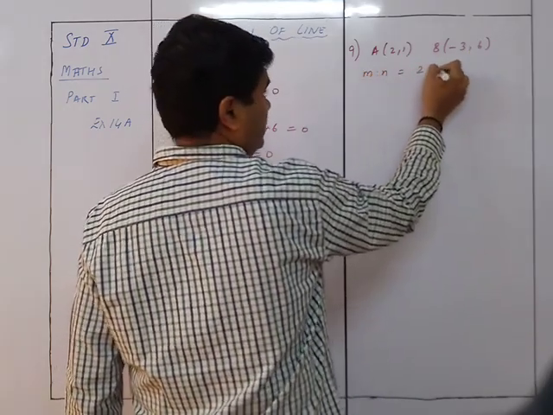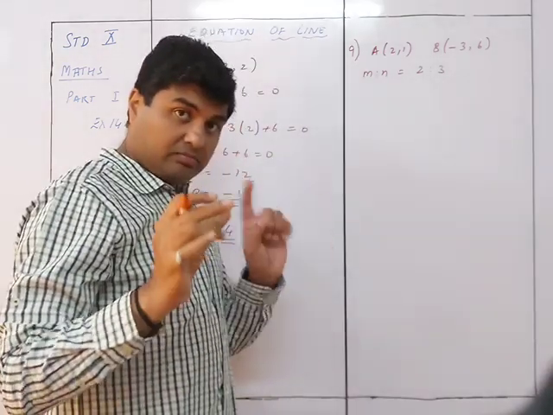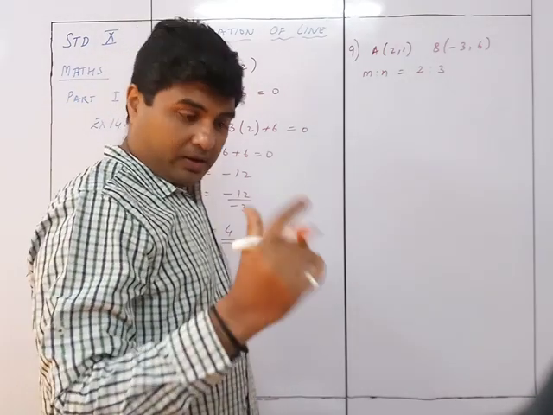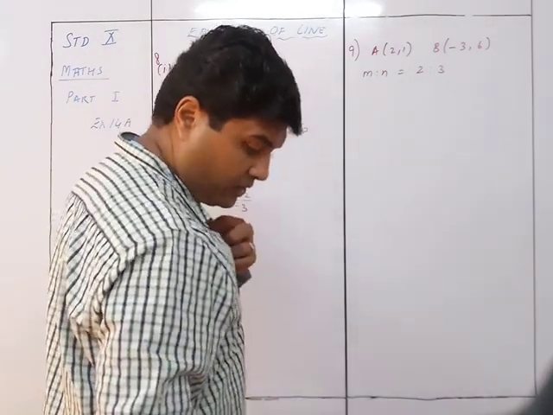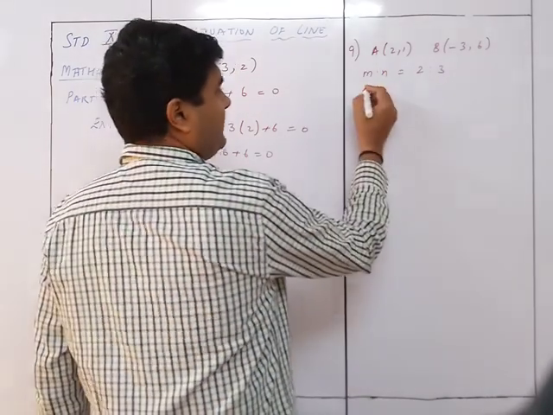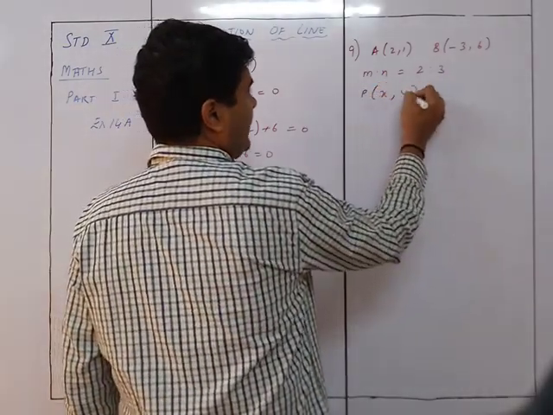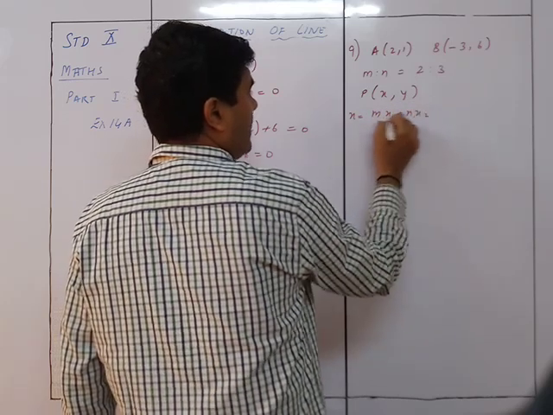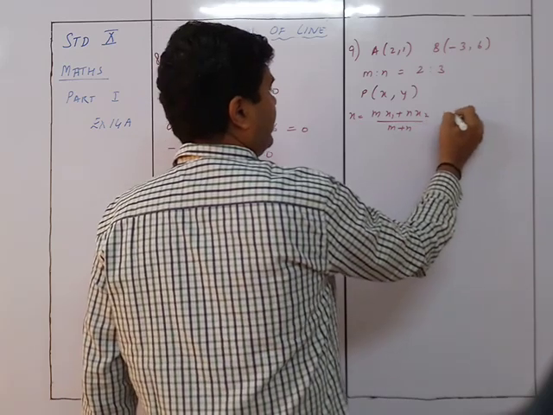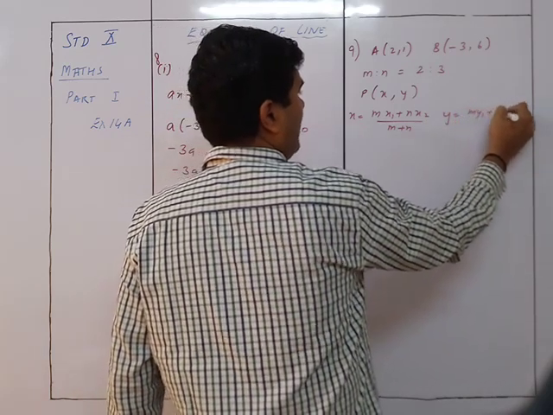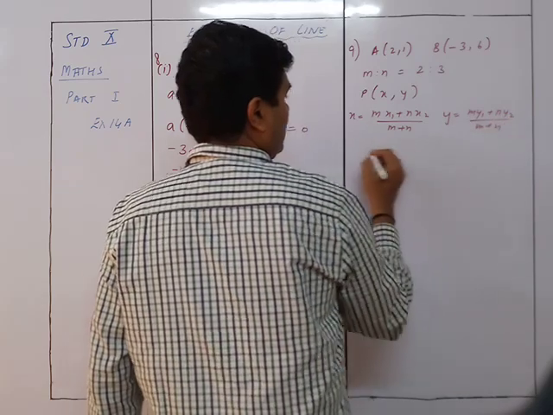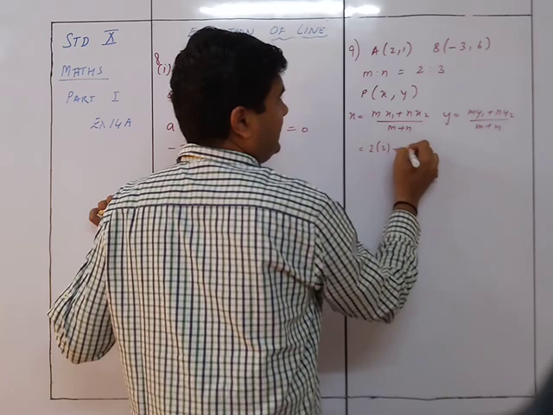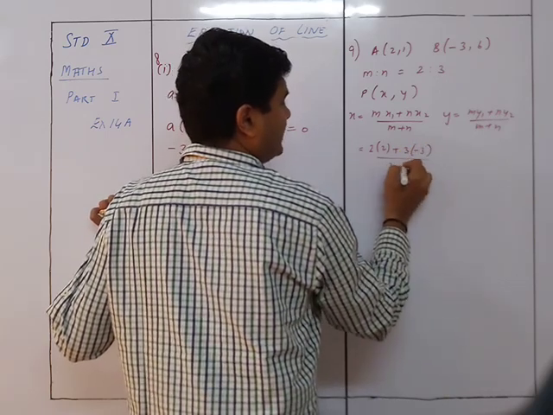See again, this is section formula and equation of line clubbed together in the same question. So 2:3. You need to find out P(x, y) first. So let's find out P(x, y). So x is equals to mx1 plus nx2 upon m plus n. Y is equals to my1 plus ny2 upon m plus n. You get x is equals to m is 2 into x1 is 2 plus n is 3 into x2 is minus 3 upon 2 plus 3.